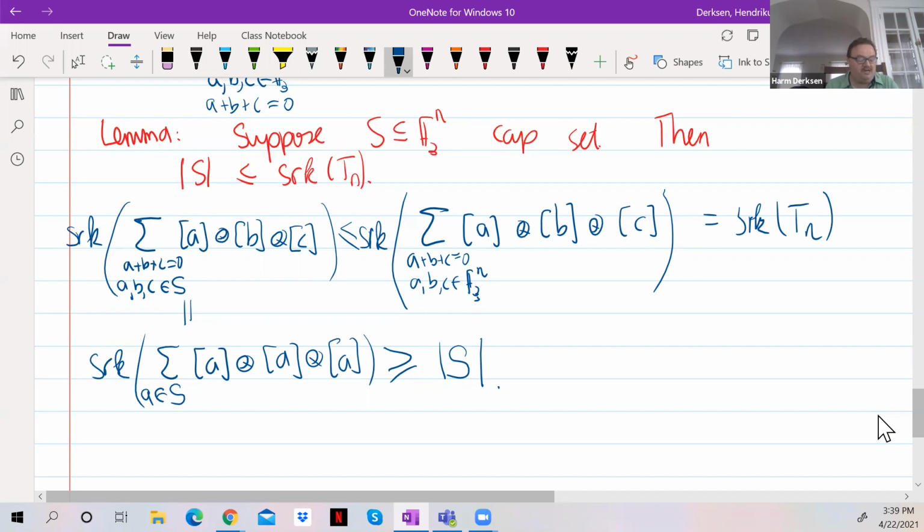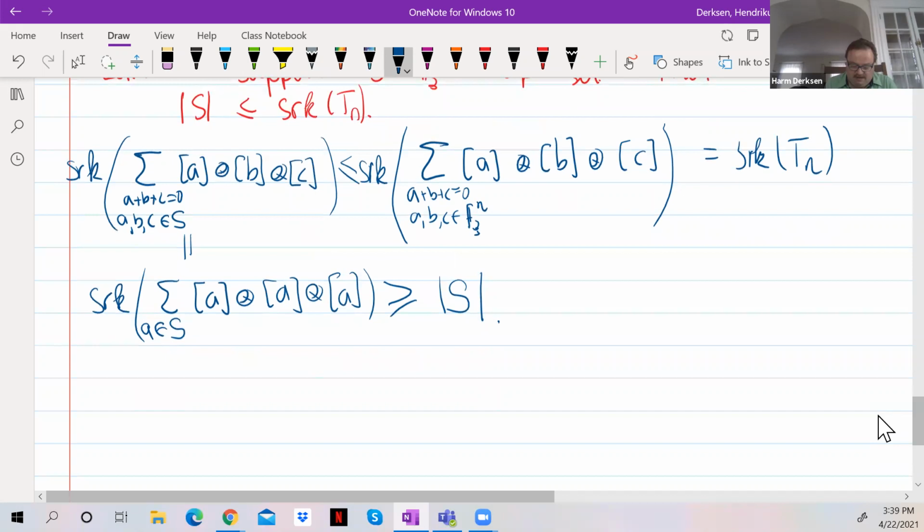I won't say too much about that, but the basic thing is that we can use a base change. So for example, in F3 cube, we had the bases 0, 1, and 2.